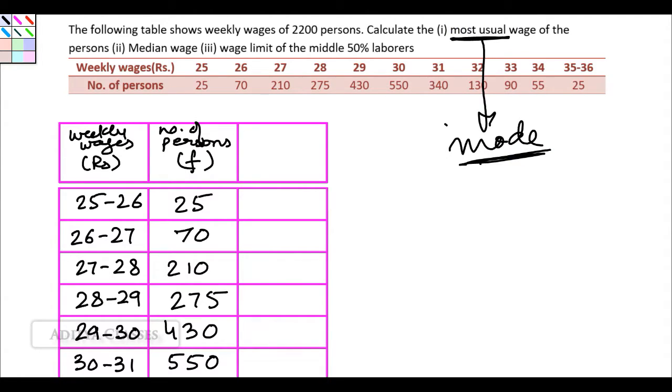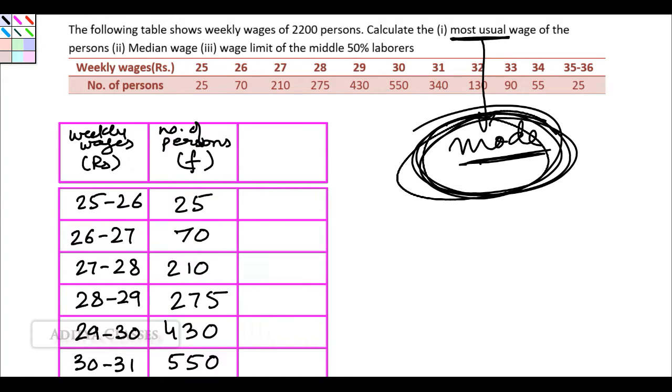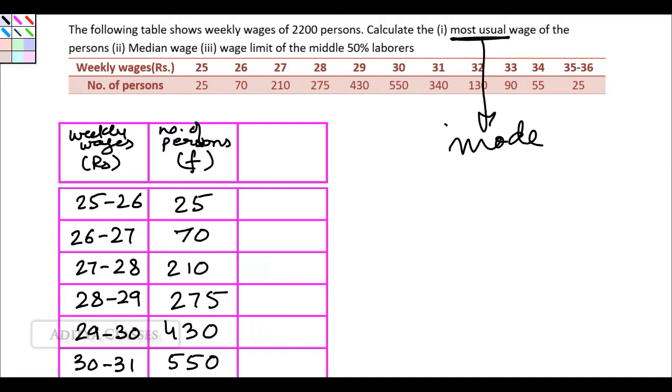What is the most usual wage? Most frequent wage. Something that we are saying every now and then, and something that we see every now and then is most frequently occurring, and most frequently occurring average is mode. So for the first case we need to find out mode, and then the second case is median wage. So we just need to go ahead and find out median of this, and then wage limit of middle 50% laborers. We'll get to that in a moment.